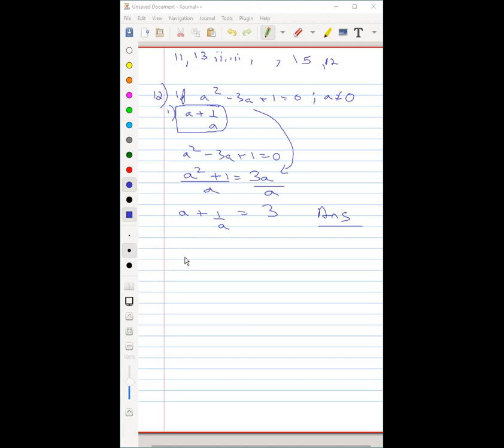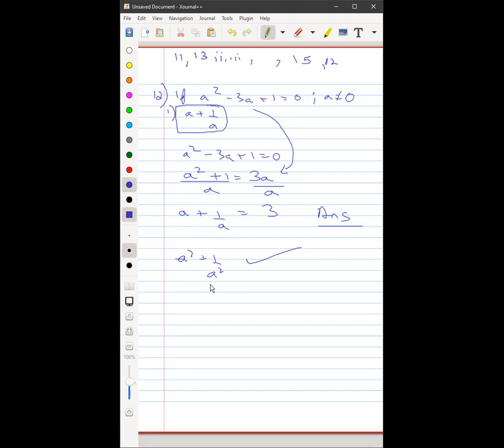And the second part is a squared plus 1 upon a squared. Ananya, I hope you'll be able to do this. Yes, sir. Okay, so 12th is through.